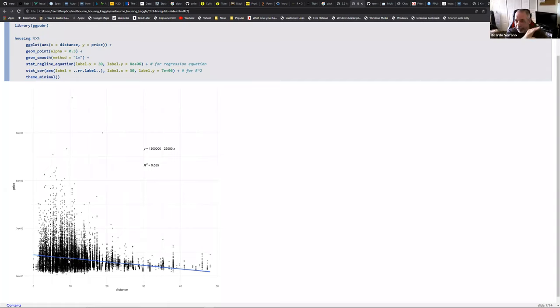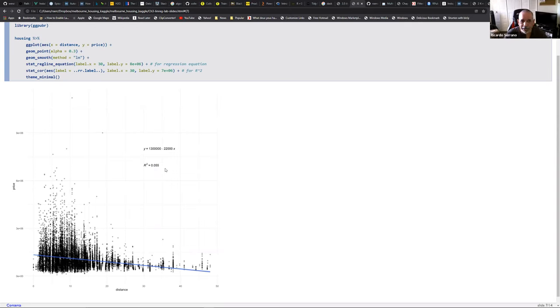That's the line, and you can see that it has a decreasing slope. And then from this library, you also get the equation and the R square, the coefficient of determination. Okay, so you get it all in one package.